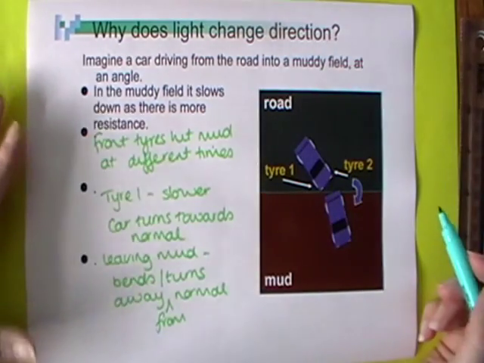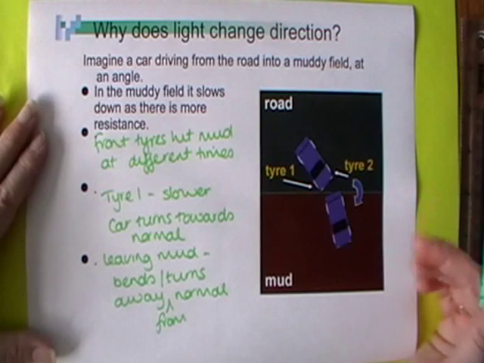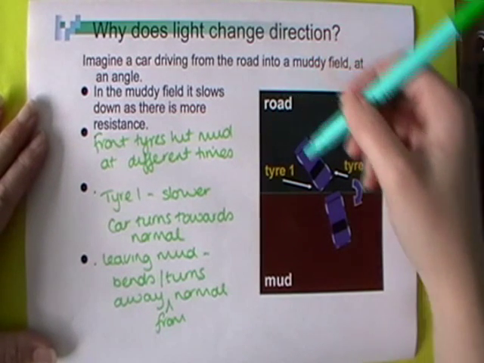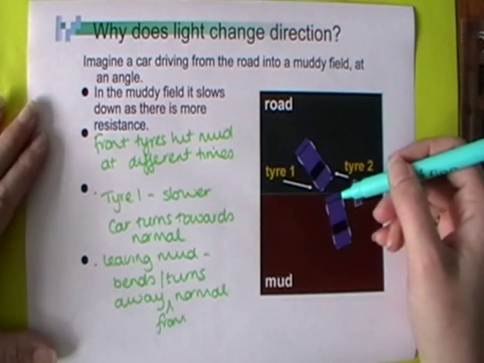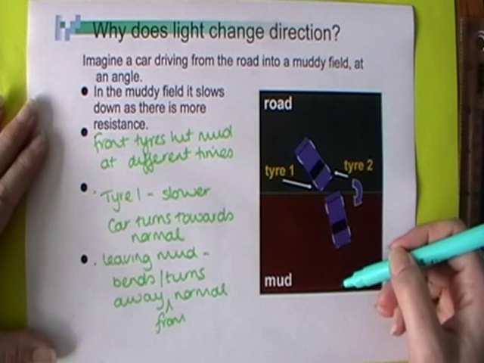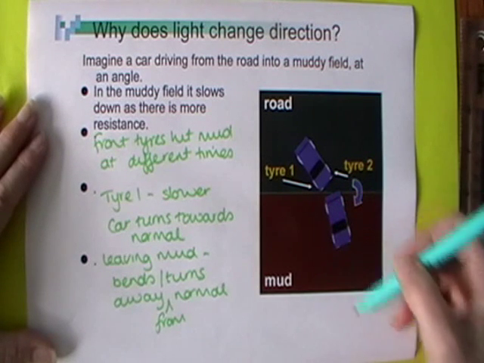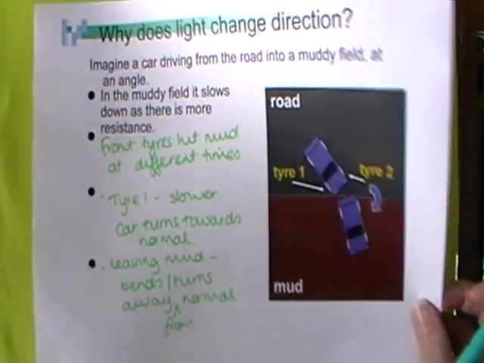So it bends, or rather turns, away from the normal. And the same thing happens whenever a ray of light meets the surface of a glass block and travels through the glass block, bending towards the normal, and then bends away from the normal again.